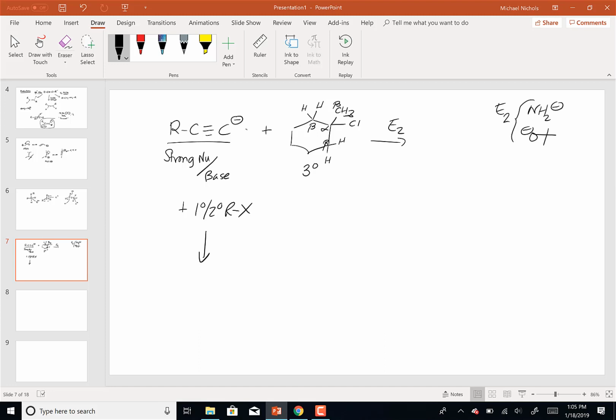So in this case, your base is going to come in, grab that hydrogen, that pair of electrons is going to move to form the double bond, and the chlorine is going to get kicked out. And it doesn't matter whether you were to deprotonate the beta hydrogens on the bottom or on the top, you get the same product. So we're going to limit our choices here to SN1, SN2 and E2.